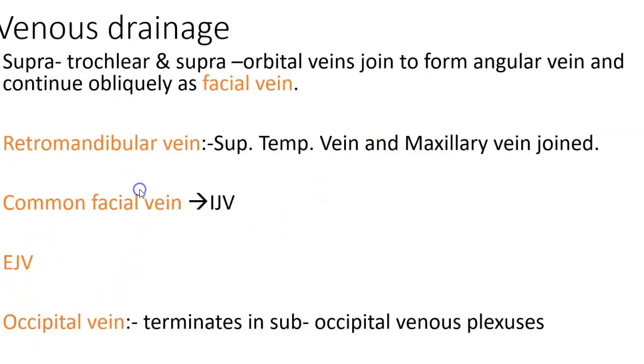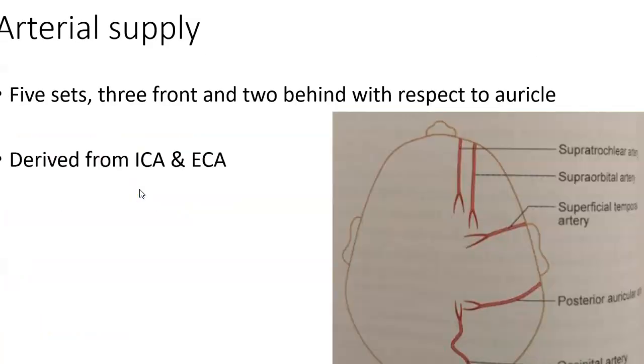Continuing with the arterial supply, the arteries are branches of the internal carotid and external carotid artery. So this is the anastomosis between the branches of the common carotid artery.